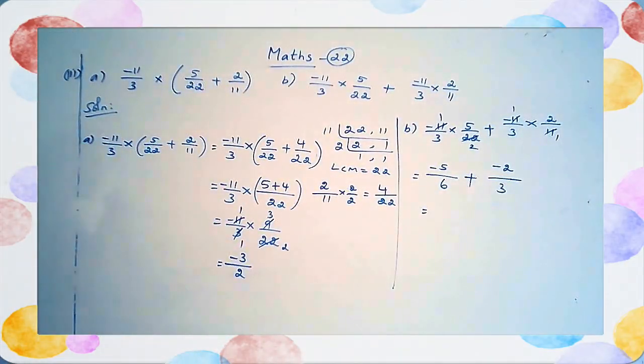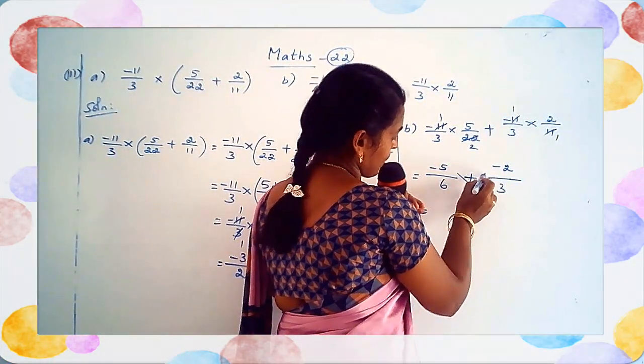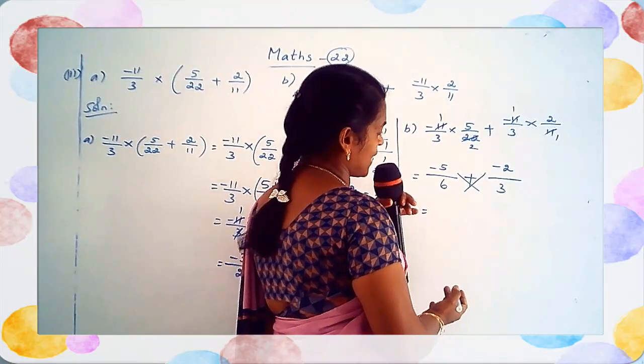Yes children, so you see the denominators are different. So you follow two methods: one is LCM and another is cross multiplication method, okay. Here the denominators are very small numbers only, so you follow the cross multiplication method, okay. LCM method is also easy only, okay children, do it anyway.